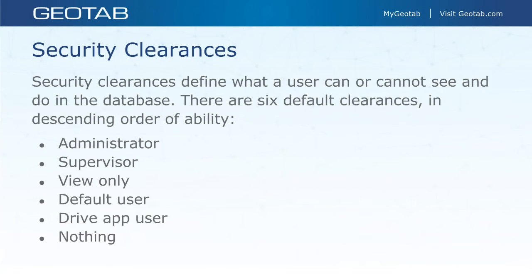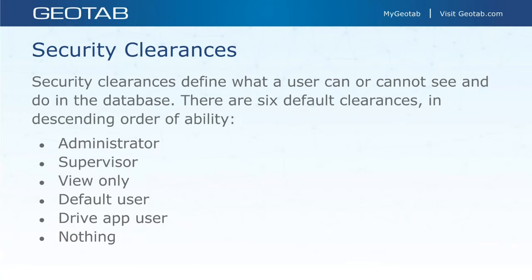We also have in the database security clearances. And very simply put, security clearances control what a user can or cannot see and do in the database. Every single database has 6 default clearances. They cannot be edited, they cannot be removed. The 6 default clearances, in order from the most ability to the least: administrator, supervisor, view only, default user, drive app user, which would be for a user who's only going to be using GeoTab Drive. And then you also have nothing, which is really just access to the product guide in your database.